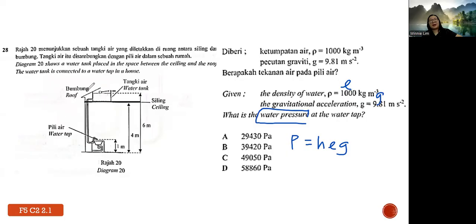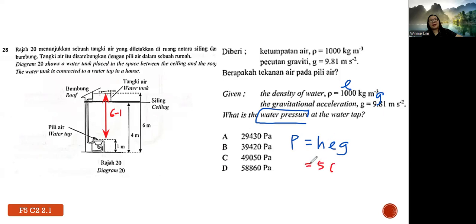In this diagram, they want you to find the depth. That means from the surface of the water to the tap itself. So it's from where to where? From here to here. So what is the depth? They give you from the beginning until the lowest base, 6 meters. I want to reach here only, so that means 6 minus 1. So your depth is actually 5 meters only.